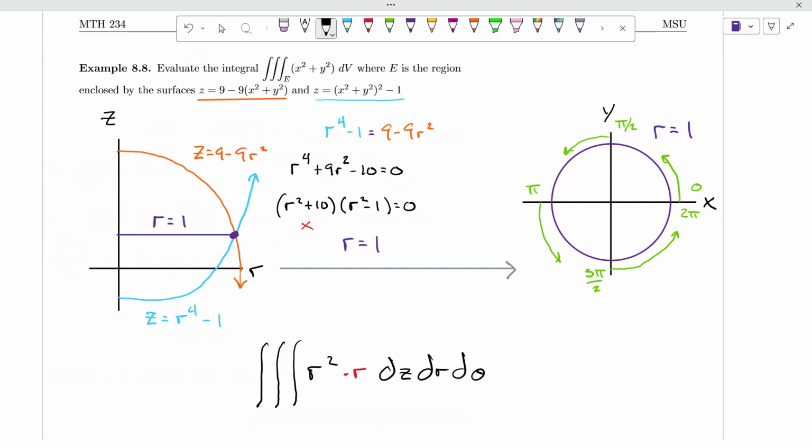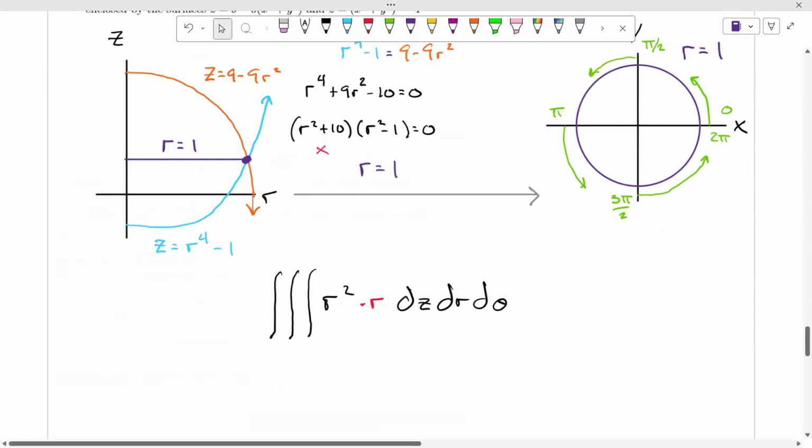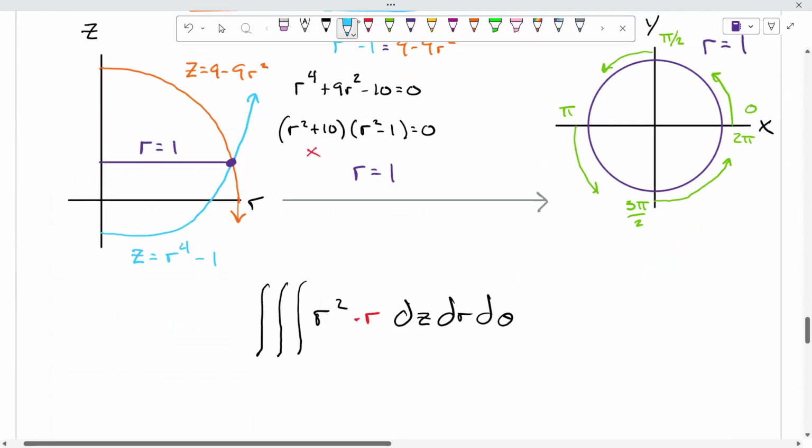And I'll look at bounds for each of these pieces. Z, we know, goes from top to bottom, or bottom to top, I suppose. The bottom surface was r squared minus 1. The top surface, 9 minus 9r squared. I can look over at the diagram that I drew to know that those are the ones that should go top and bottom. But an easy way to look at a surface and know which one ought to be on top and which one ought to be on bottom is to look at the constant term.